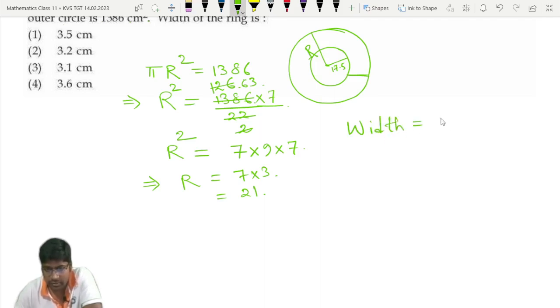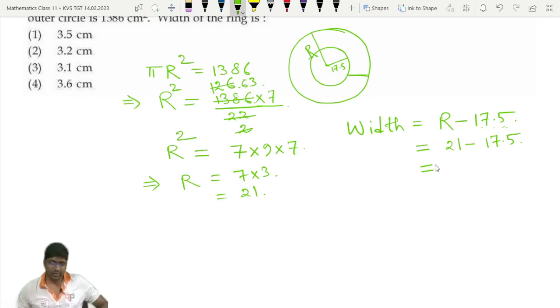Width will be equal to capital R minus 17.5. Okay, that is the radius of the inner circle. 17.5 is the radius of the inner circle, that is given in the question. So 21 minus 17.5 is 3.5.